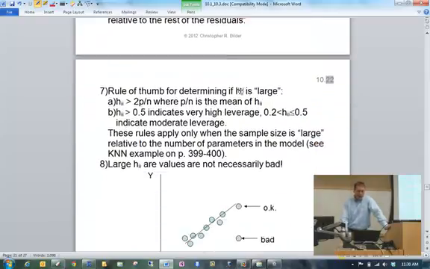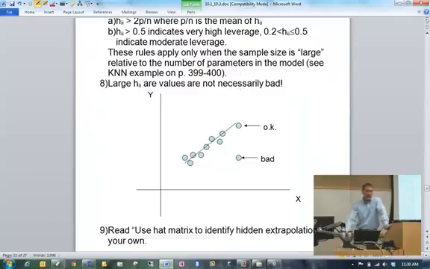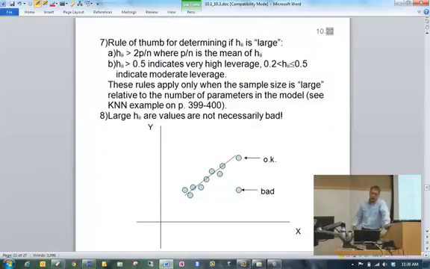Well, what is a large h_ii value? There's not necessarily agreement on what would be large. Here are two criteria that are often used. If h sub ii is greater than 2 times p divided by n, or if h_ii is greater than 0.5, you have very high leverage. If it's between 0.2 and 0.5, you have moderate leverage. And these rules of thumb apply when the sample size is large.